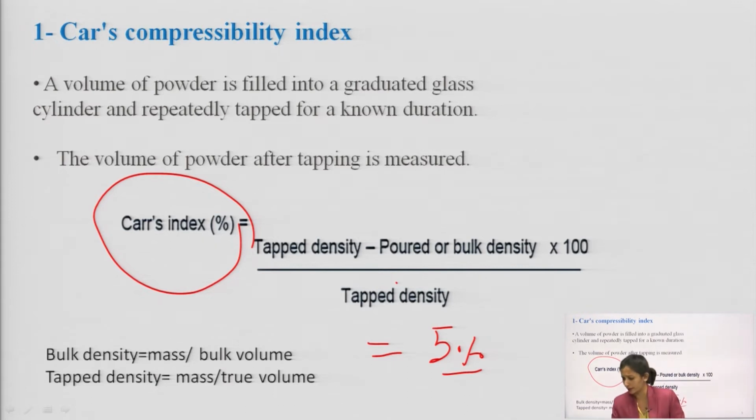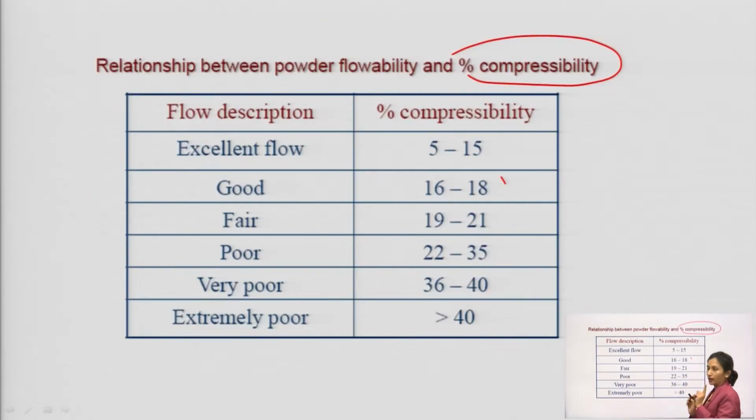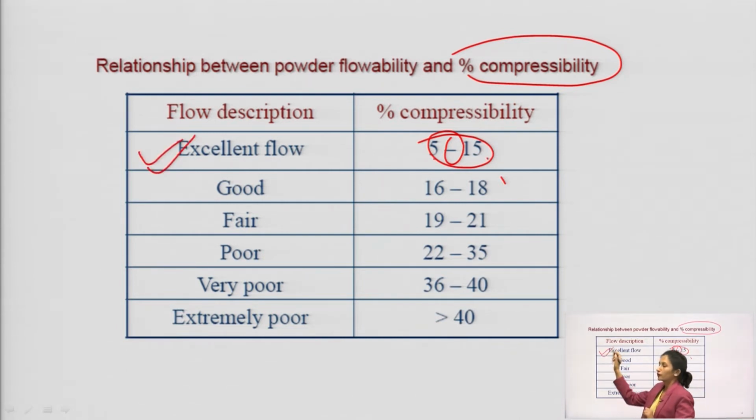Then how will you determine? You know the value of your calculated Carr's compressibility index, 5%. So, in this table, where will the 5% lie? Here, in this range, 5 to 10. So, the powder has an excellent flow property. The powder which you have has an excellent flow property, no need to do anything with this powder, you can just proceed further with the formulation.